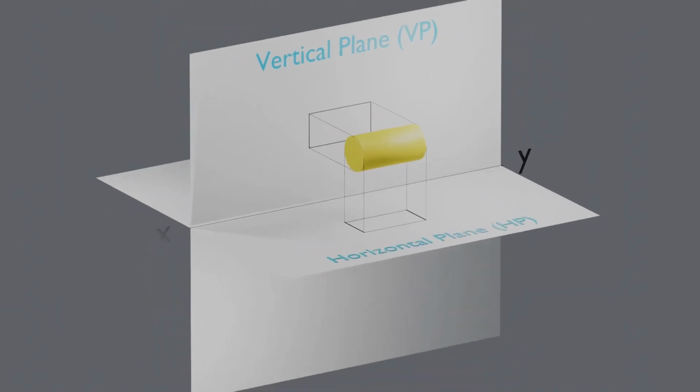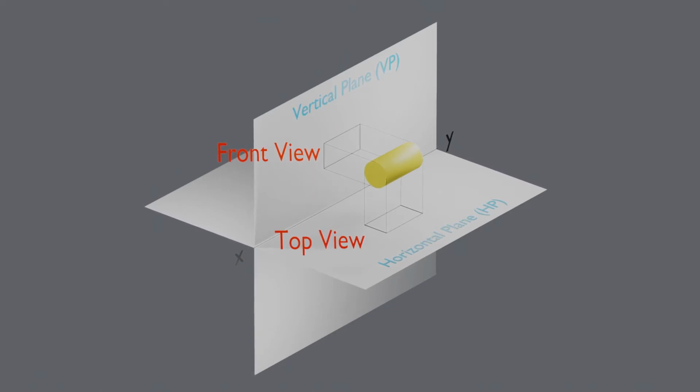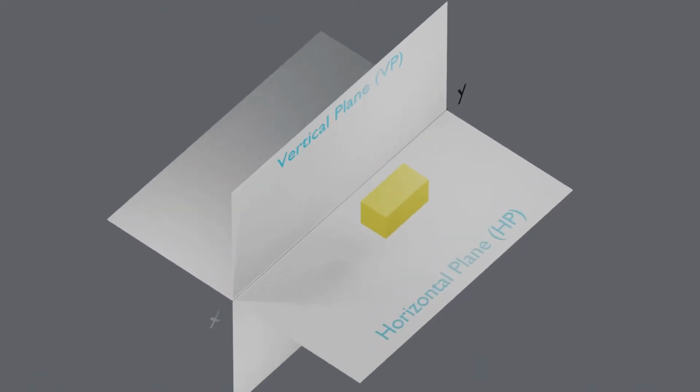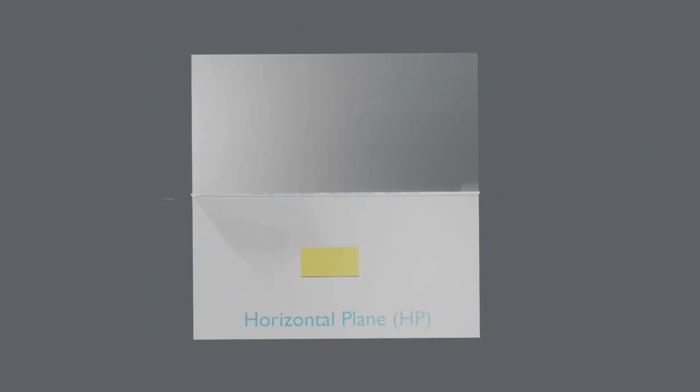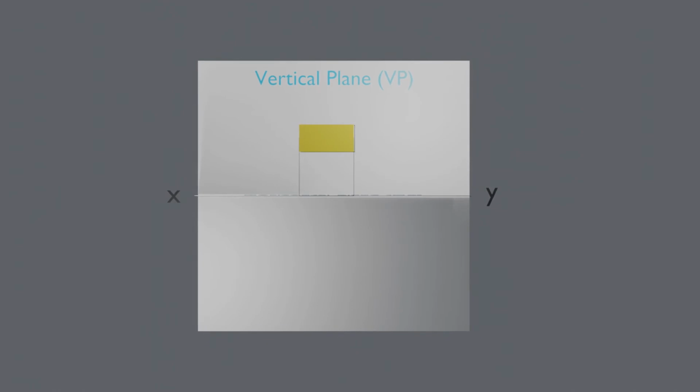Okay, now we have the top view and the front view of the object. But there is a small problem. These two views are not sufficient to describe all the features of the object. Suppose instead of a cylinder, we have to get the projection of a square prism with the same height and the side equal to the diameter of the cylinder. We will get the same top view and front view, which are rectangles with the same dimension and orientation.